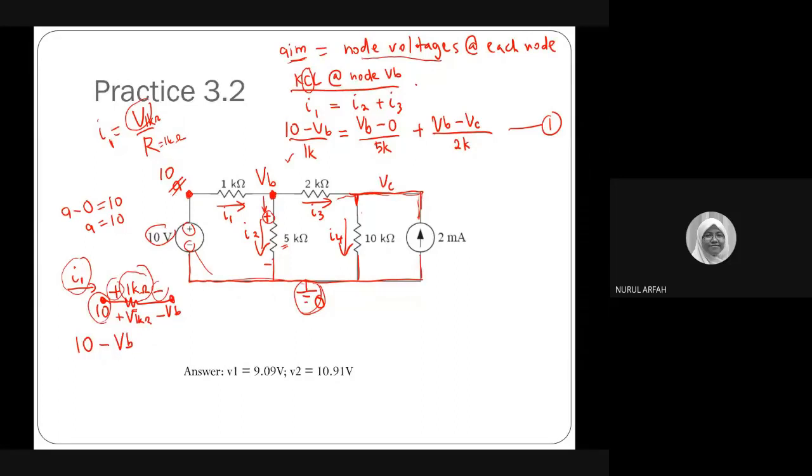You can multiply everything by 10 kilo so that you can cancel the kilo there. So if you multiply by 10 kilo, then you get 100 minus 10 VB, right? And then equal to 2 VB plus 5 VB minus 5 VC. Is it okay?